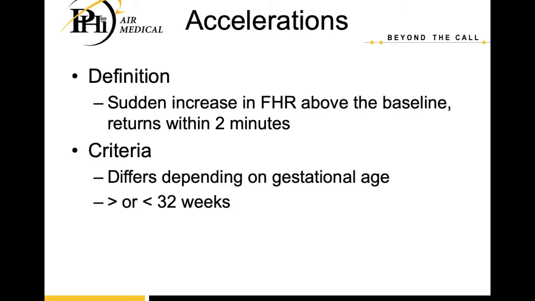The criteria for seeing an acceleration actually depends on the gestational age. If the baby is greater than 32 weeks in gestation, with a much more developed central nervous system, we need to see a sudden increase in the heart rate of 15 beats per minute for at least 15 seconds. If they're less than 32 weeks gestation, they have a less developed central nervous system, and we will accept anything greater than a 10 beat per minute increase over 10 seconds. So greater than 32 weeks is 15 and 15, less than 32 weeks is 10 and 10.